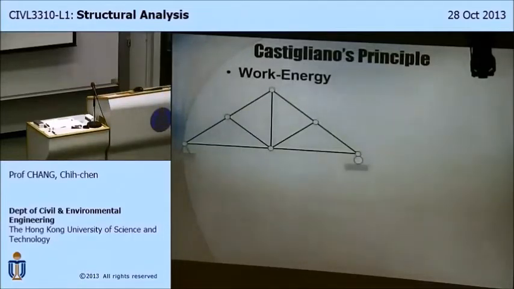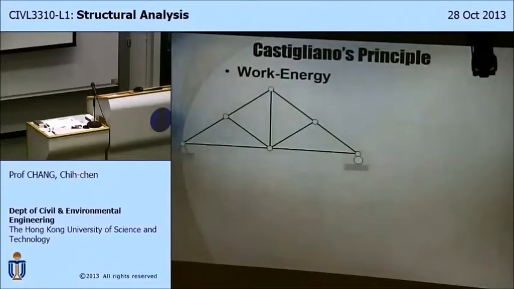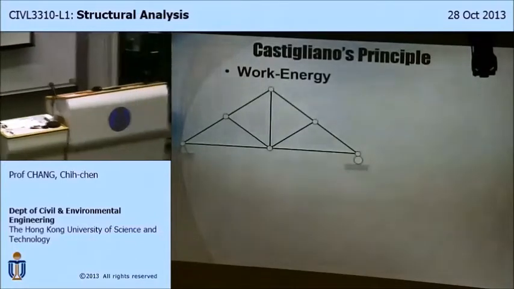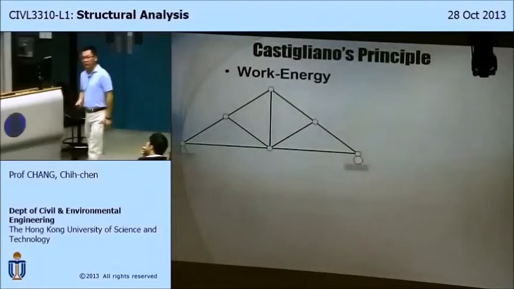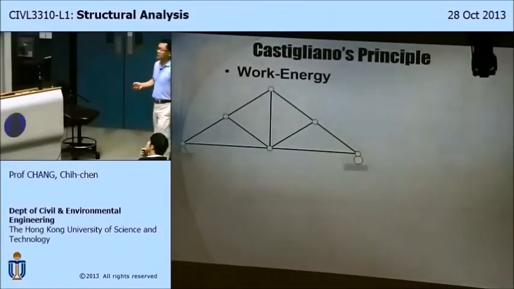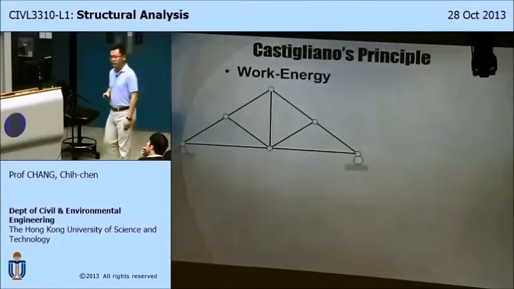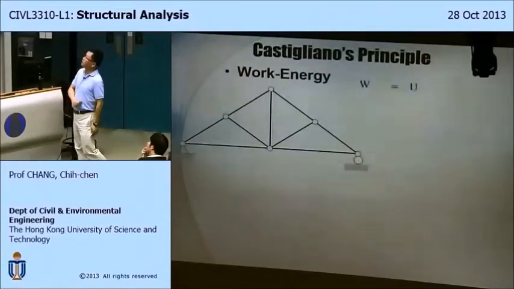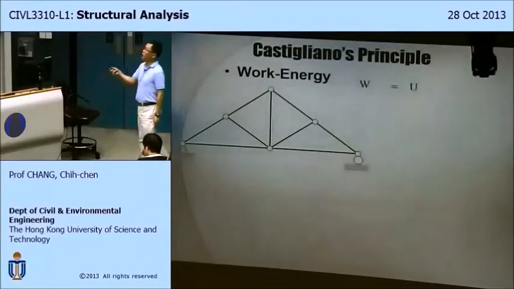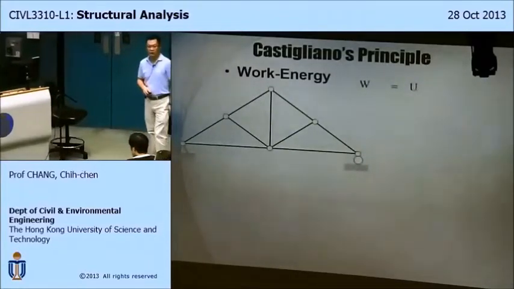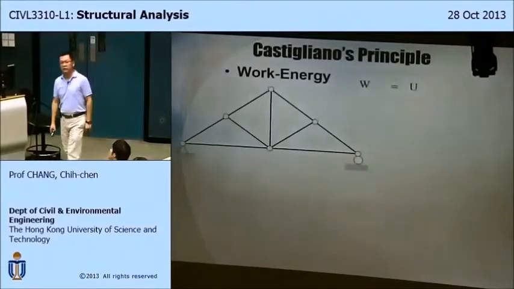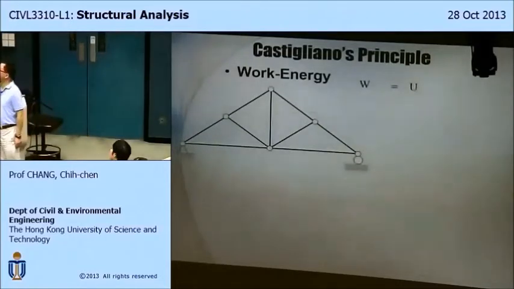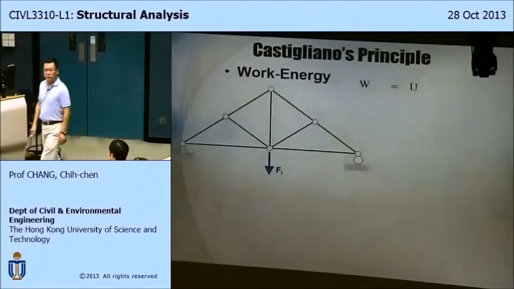So the way to do it is through the so-called Castigliano theory. So what is Castigliano's theory? Let's quickly derive it, and then you'll see that it's actually a very useful concept. So we have this work and energy principle. We say that all the work done by the external force will be saved into the structure in the form of strain energies.